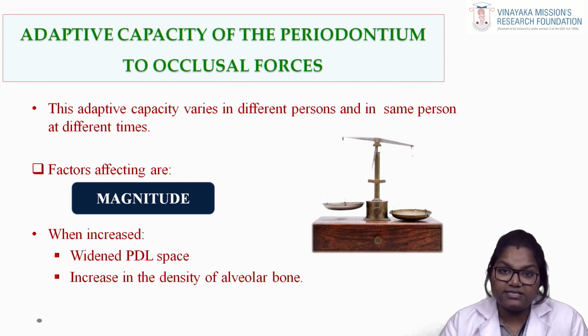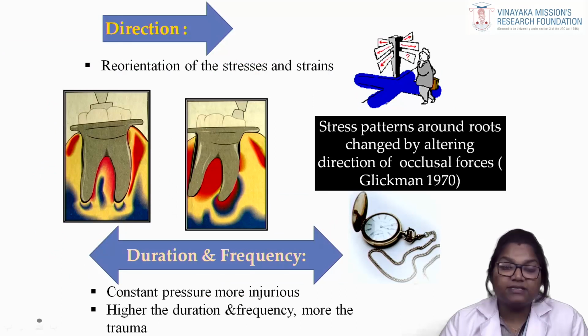When magnitude increases, it causes widening of the periodontal ligament space and also increases the density of the alveolar bone. Next is the direction in which the force is applied. The direction reorients the stresses and strains, so whenever there is a force, it gets rearranged. And next are duration and frequency: duration is for how much time the force is applied, and frequency is how often it is applied. Constant pressure causes more injury, and the higher the duration and frequency, the more the trauma.